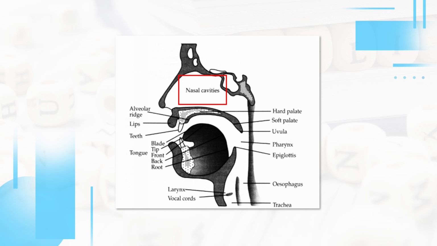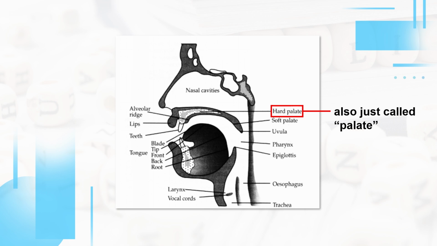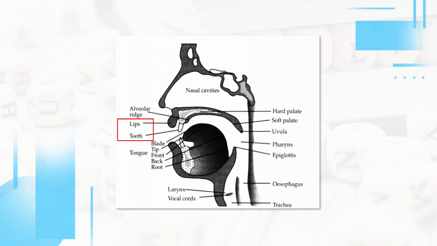Move your tongue further forward, and the flesh gets harder. This is called the hard palate, sometimes just called the palate. Even further forward is an area which suddenly goes down and ends with a bump. This is called the alveolar ridge. After this, we reach the front of the mouth, which is where two important parts of the vocal tract are located: the upper and lower teeth and the upper and lower lips.